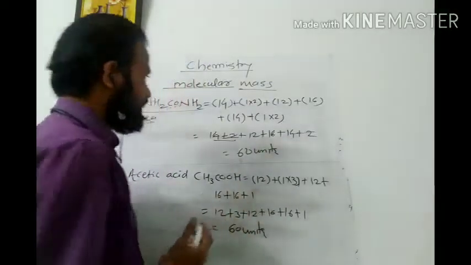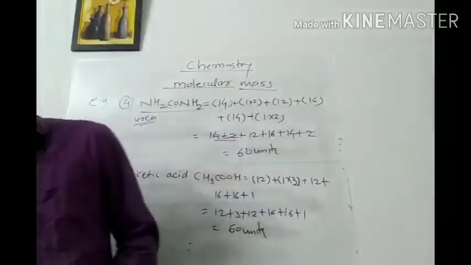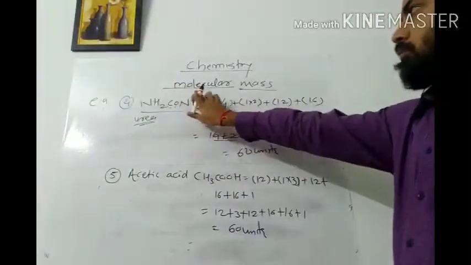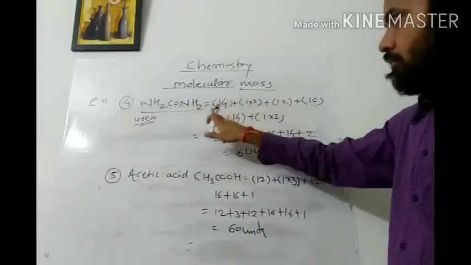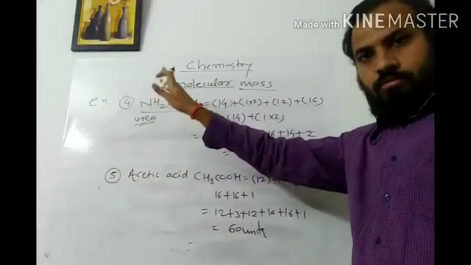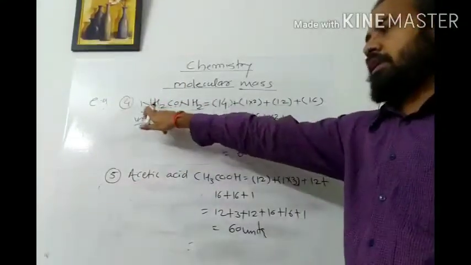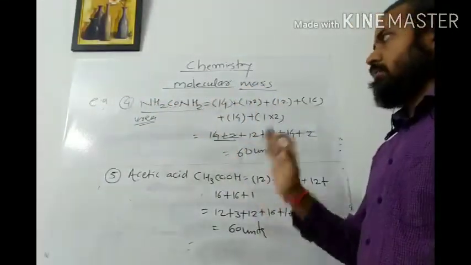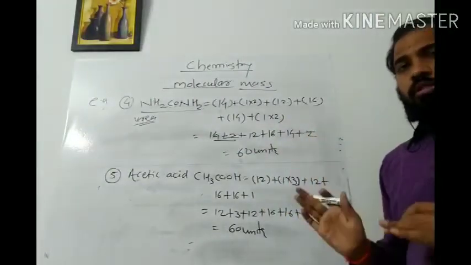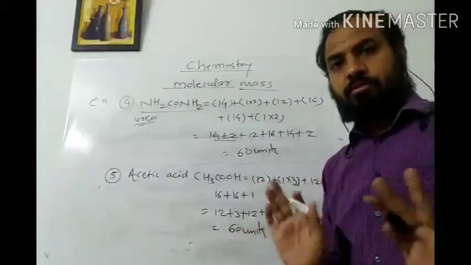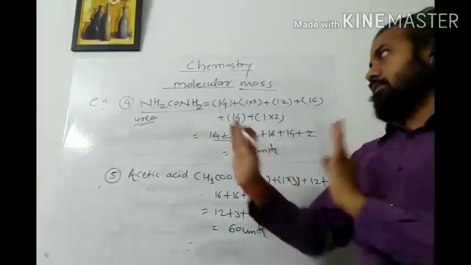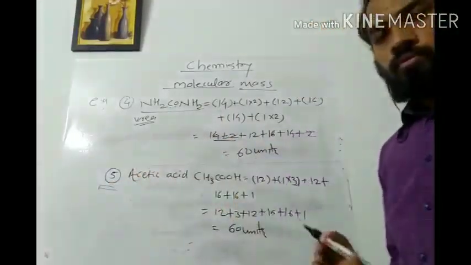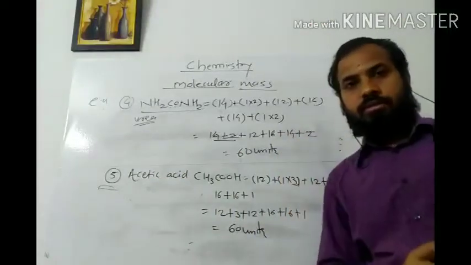Okay, so in this way you can easily calculate the molecular mass. Basically it is the sum total of the mass of all the atoms. How can we define molecular mass? It is the sum total of all the atoms present in a molecule, here nitrogen, hydrogen, carbon, oxygen. The sum total of all the atoms present in a molecule is nothing but the molecular mass. I have given you a total of 5 examples, with the help of which you can easily understand this concept.